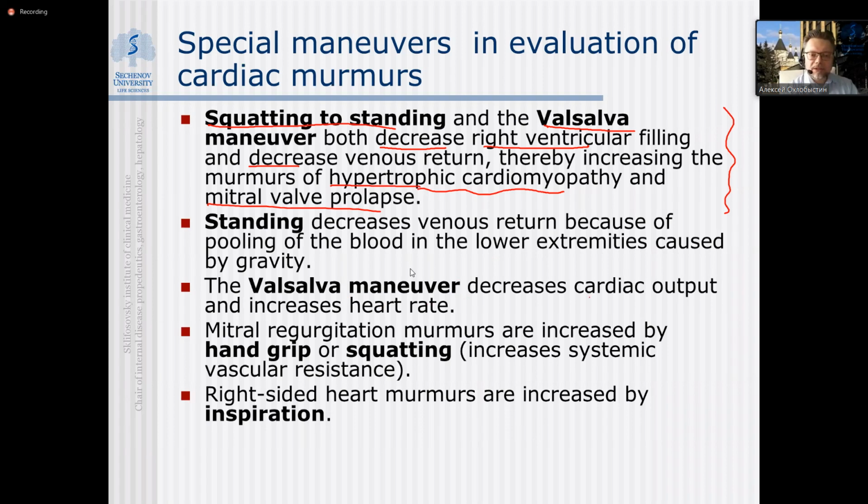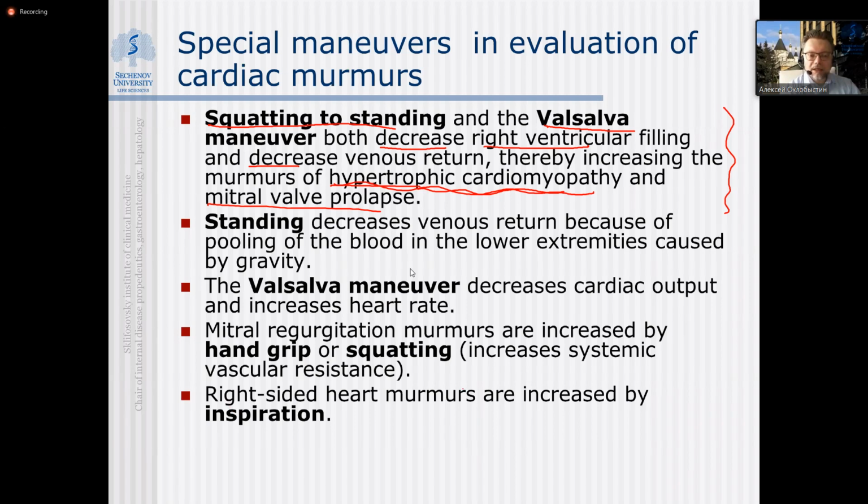Valsalva maneuver, as we decided, will decrease cardiac output and increase heart rate, creating overload to the left cavities of the heart. Mitral regurgitation: a nice procedure that may be done, for instance, during auscultation or during ECG, when you're carrying out auscultation of the heart and definitely cannot send the patient to run somewhere, is the hand grip. That will increase systemic vascular resistance, and for instance, again, in hypertrophic cardiomyopathy, the symptoms may become more obvious.